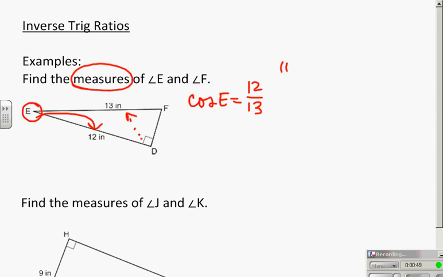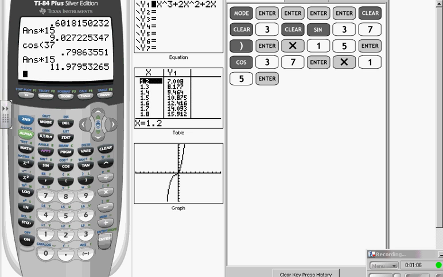So I basically have to undo the ratio to get the angle out. And the way I do that is I'm going to take the inverse of the ratio. Now, this is not a -1 power. If you go to your calculator, right above the sine, cosine, and tangent buttons, there is a sine -1, cosine -1, and tangent -1 button. Those are the inverses.